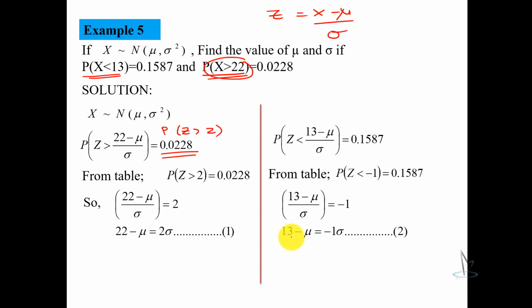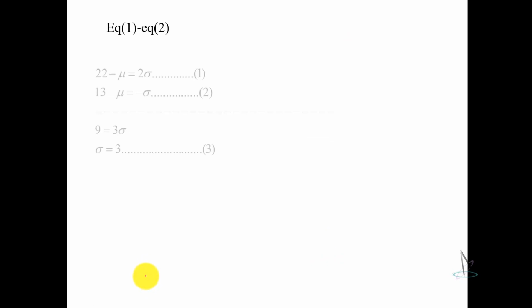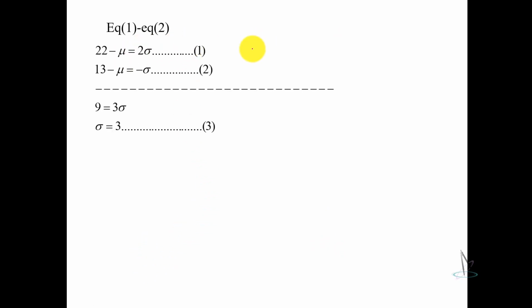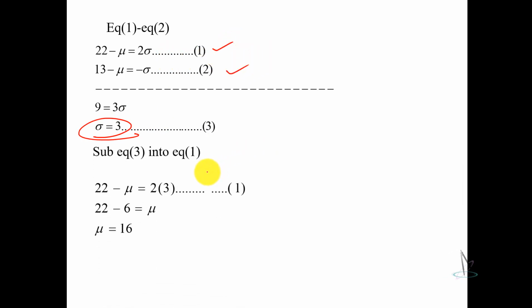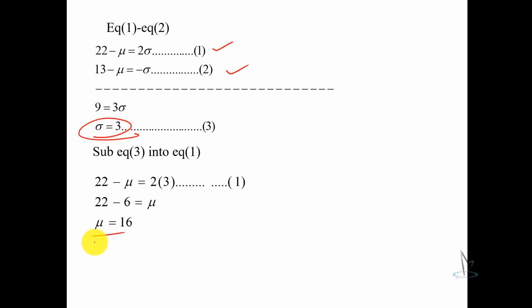So now you can easily solve them. Just solve them simultaneously. You can do the first equation minus the second equation to find out the value of sigma. So equation 1 minus equation 2, you are going to get the value of sigma, where sigma is equal to 3. Then substitute back the value of sigma into either the first or the second equation. That will give you the value of mu, which is equal to 16.